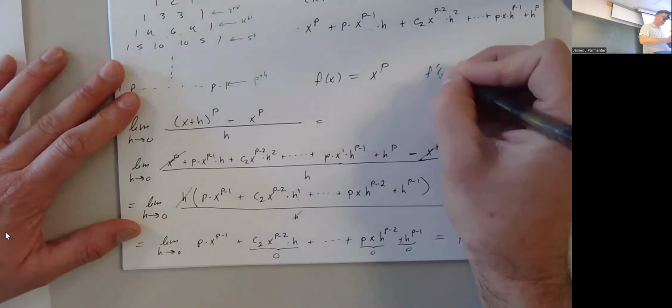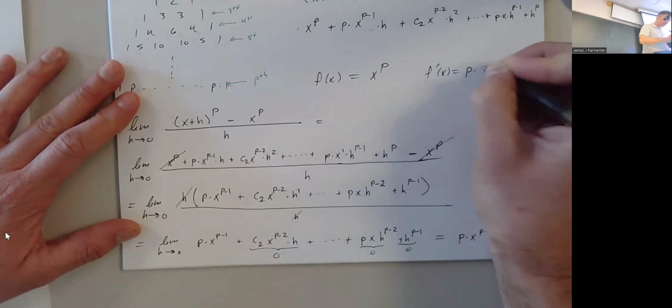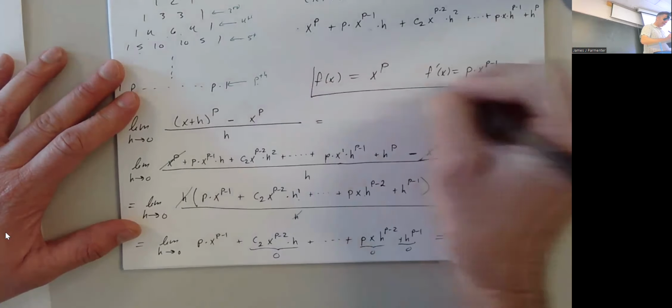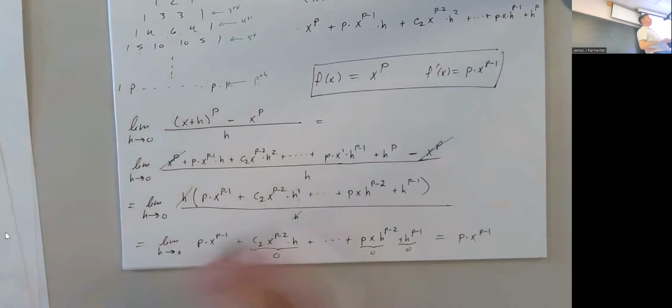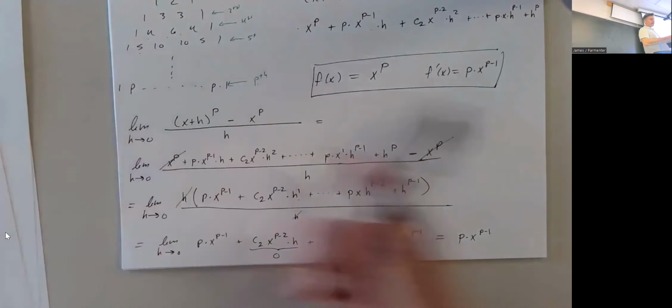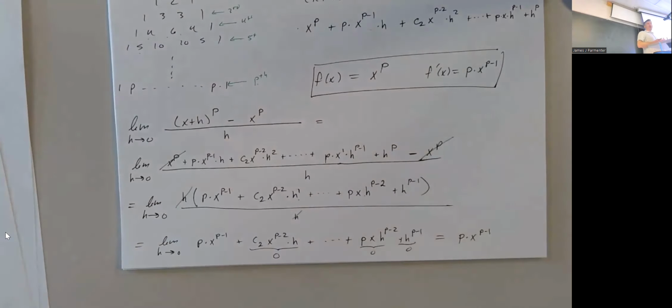So a couple things to say here. Technically, we have only shown this is true for a positive integer power p, because this Pascal's triangle trick only works if you have something like x plus h squared, x plus h cubed, x plus h to a nice positive integer number. But the power rule is true for any real number. So no matter what power you've got, the derivative of x to a power is always that power times x to the one less power.